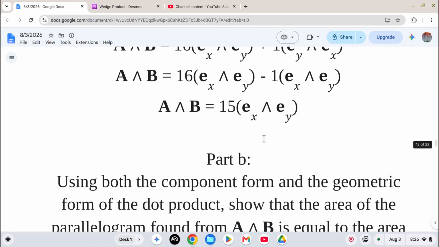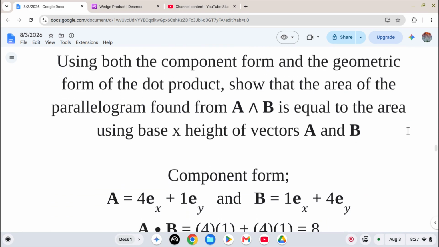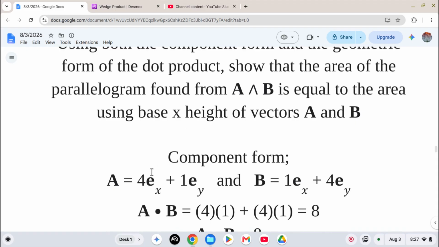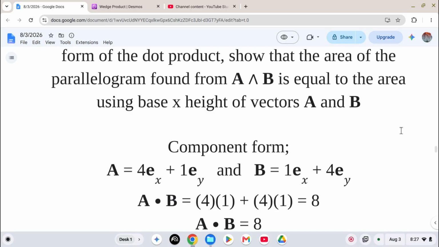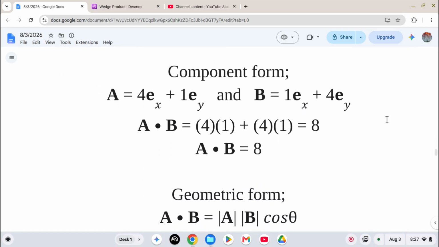The next part was: using both the component form and the geometric form of the dot product, show that the area of the parallelogram found from the wedge product is equal to the area using the old school base times height of vectors A and B. The component form, which you know very well, is 4 times 1 plus 1 times 4, so it's just 8. A dot B equals 8. The geometric form, which you also know, is that A dot B is equal to the magnitude of A times the magnitude of B times the cosine of the angle between them.